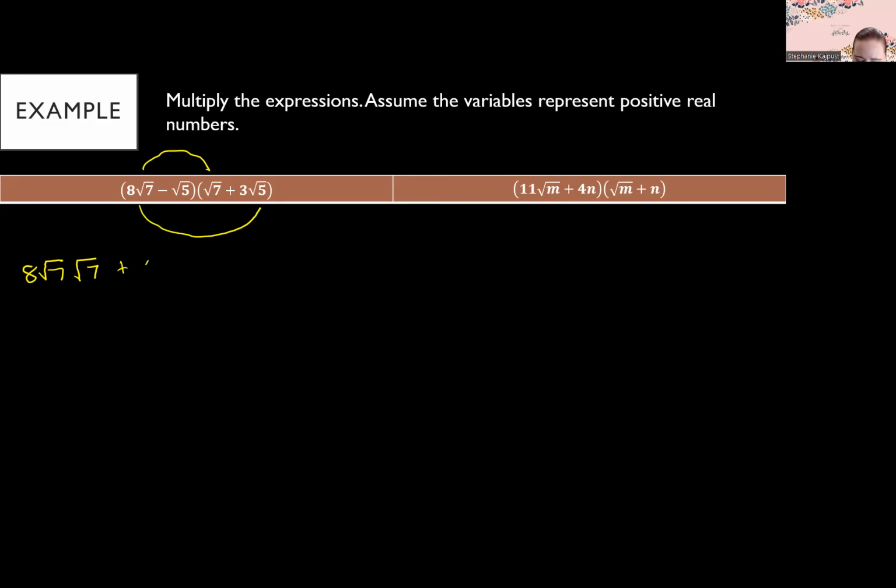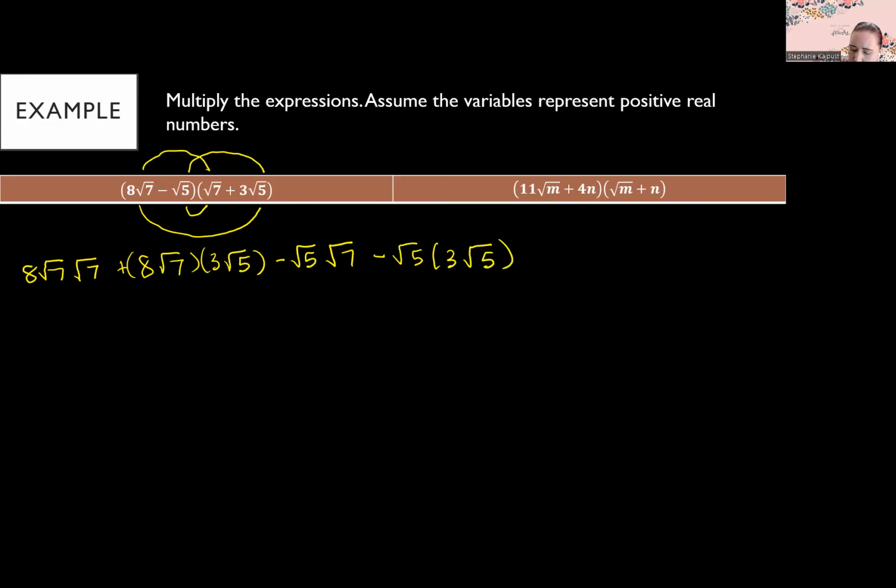Outside, we've got 8 square root of 7 times 3 square root of 5. Inside is minus square root of 5 times the square root of 7. Probably should give myself more room here. And then last is a minus square root of 5 times 3 square root of 5.